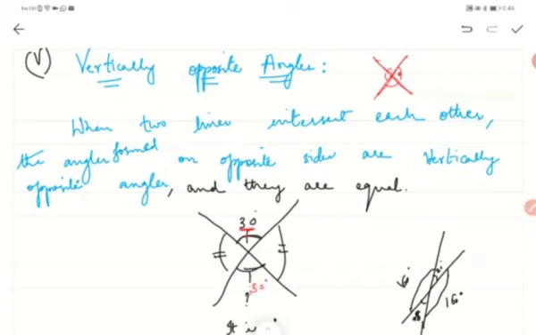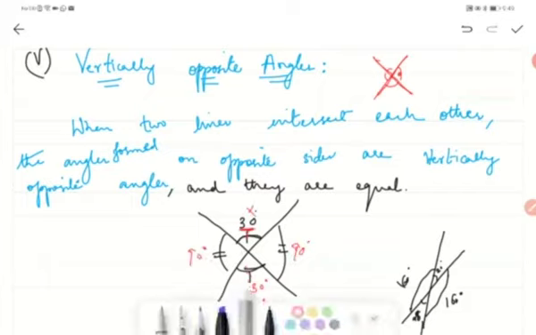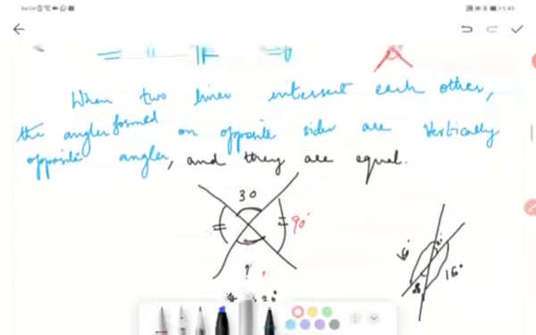So if I have this as 90 degrees, obviously this angle will be 90 degrees. So vertically opposite angles are the angles which are exactly opposite to each other, and they are equal. If you know one angle, the other angle you can easily say, because vertically opposite angles are equal.